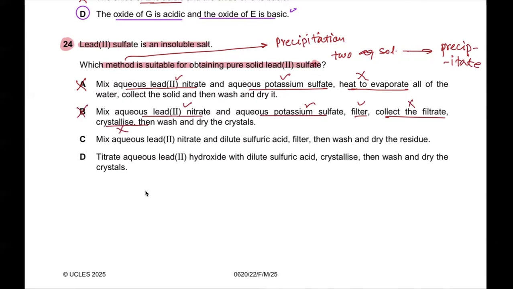So we wash the residue with distilled water, right? So B goes wrong. Mix aqueous lead nitrate and dilute sulfuric acid, filter, then wash and dry the residue. Yes, that is the correct thing. Titrate? No titration, because it's an insoluble salt. For an insoluble salt, we can't go for a titration. So C is the correct answer. I hope it's understandable to all of you.